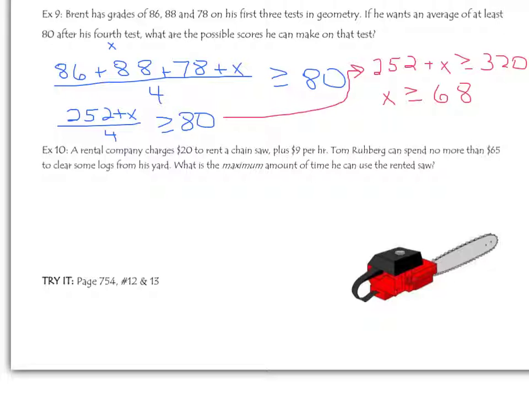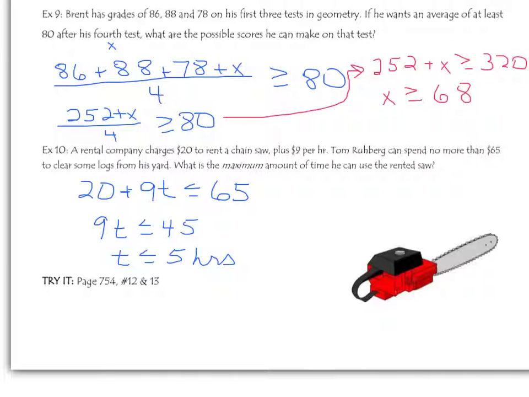So the cost of the total amount that he's going to be charged is the initial payment of $20 plus $9 per hour times T, the number of hours he's going to have, and he wants that to be less than or equal to $65. So we subtract 20 from both sides and then divide by 9, and T is less than or equal to 5 hours. So you can go ahead and work the try it problems on page 754.